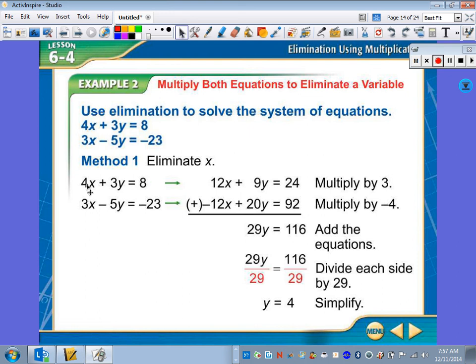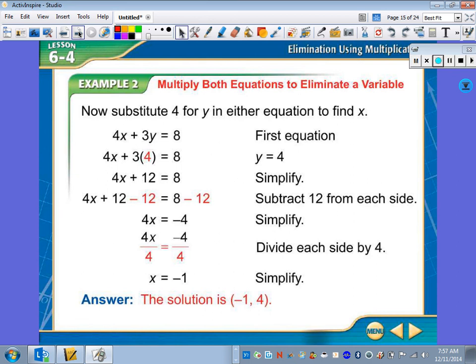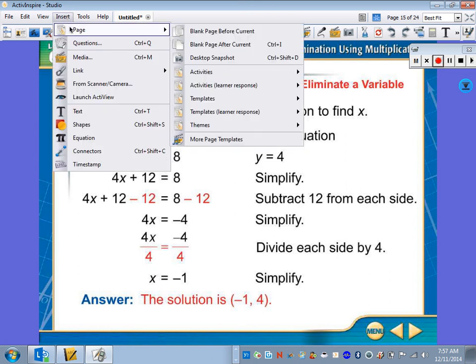So they multiply the first one times positive 3. So that's where you get the 12x plus 9y equals 24. And they multiply the second one times negative 4. And that's where you get the negative 12x plus 20y equals 92. So you end up with 29y equals 116 when you add them together, and then divide both sides by 29, so y is 4. Then once you get y, you substitute it back into one of them to get x, and so they've done that for you. So now it's negative 1, 4 is your ordered pair. All right. So now I'm going to insert a page and then do a couple more examples for you.